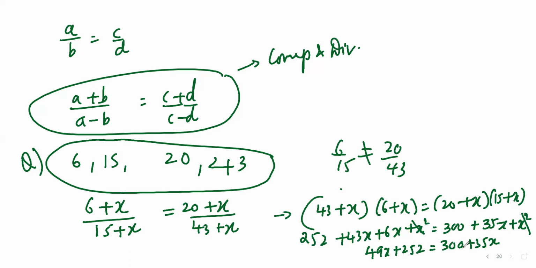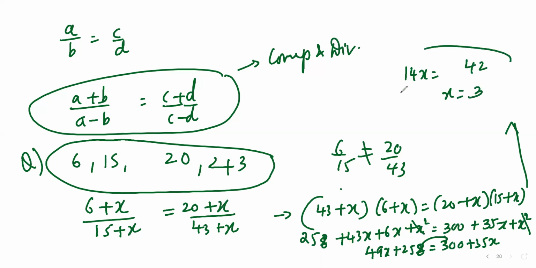So you can shift it here. It becomes 14x is 48. Be very careful with this because it can lead to different things. So 49 minus 35 is what? 14x. 14x is 300 minus 252, which is 48. Hmm, 300 minus 258 is 42. X is equal to 3. This is one kind of problem that can be asked.